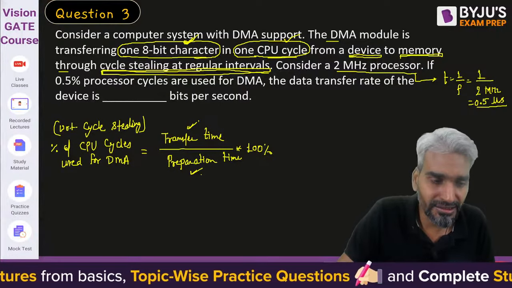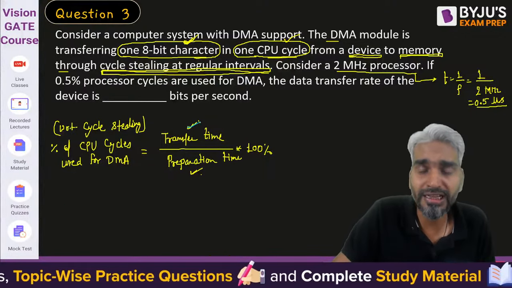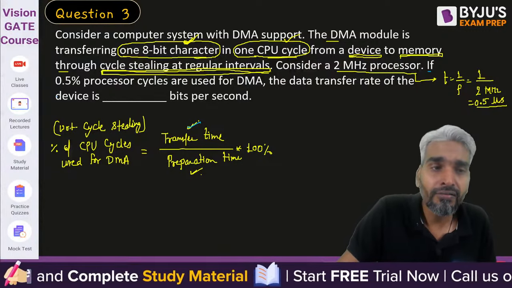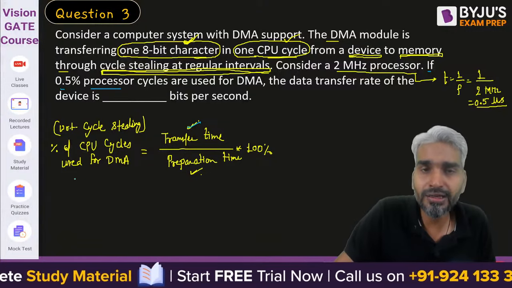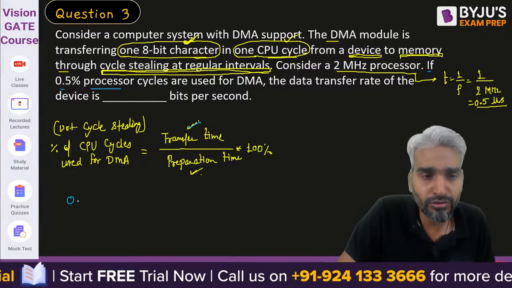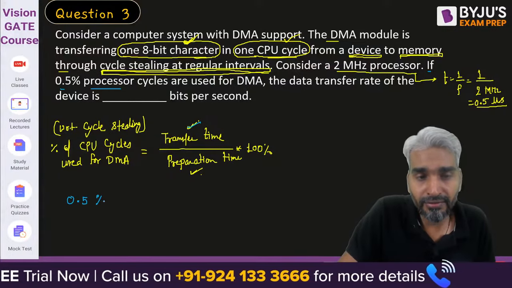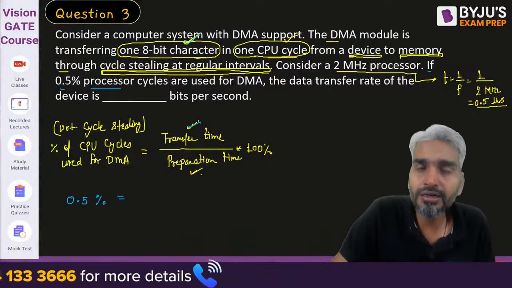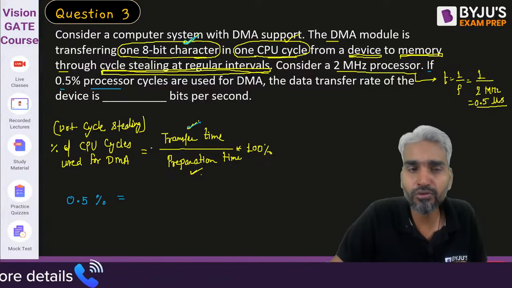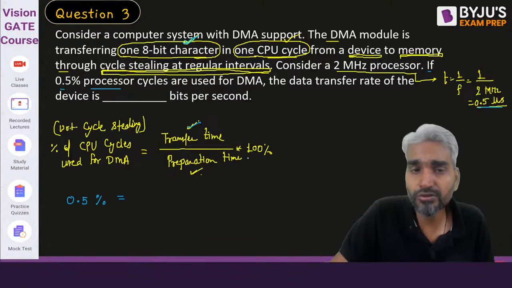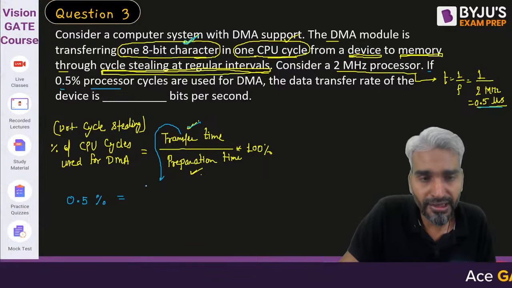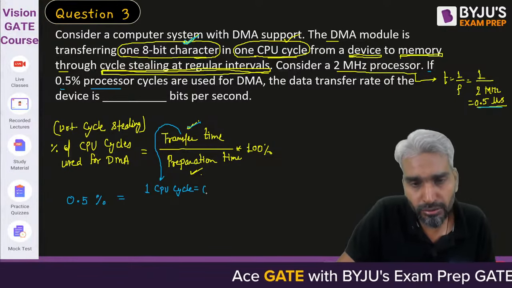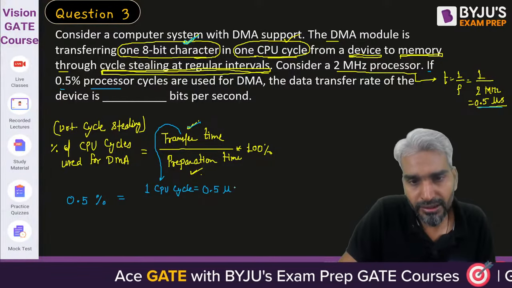Please try to understand. This is the actual formula which will be used to solve this question. Transfer time, everything is available. So percentage of CPU cycle used for DMA. In the question it is given that 0.5% of processor cycles are used for the DMA, so the percentage of CPU cycles used for the DMA will be 0.5%. Now the transfer time. In order to transfer an 8-bit character, you require 1 CPU cycle, and 1 CPU cycle is 0.5 microsecond.